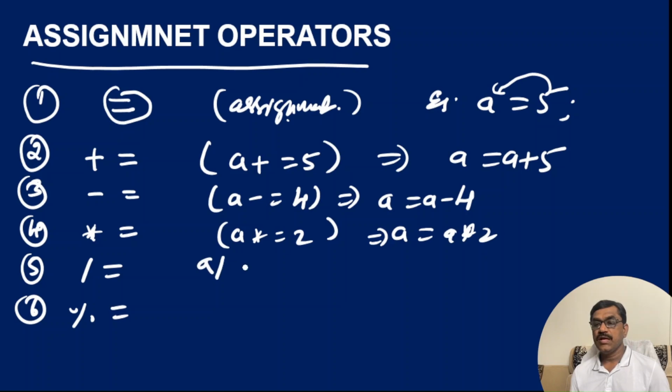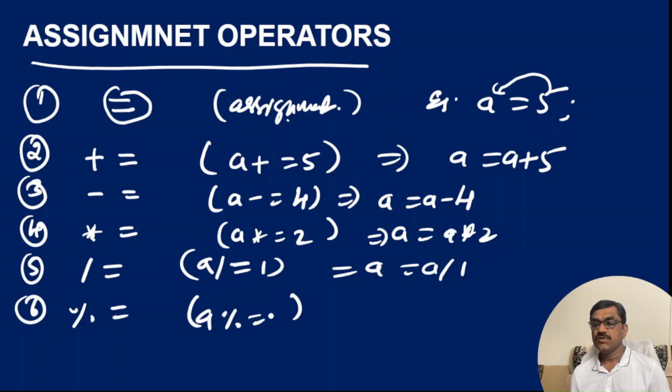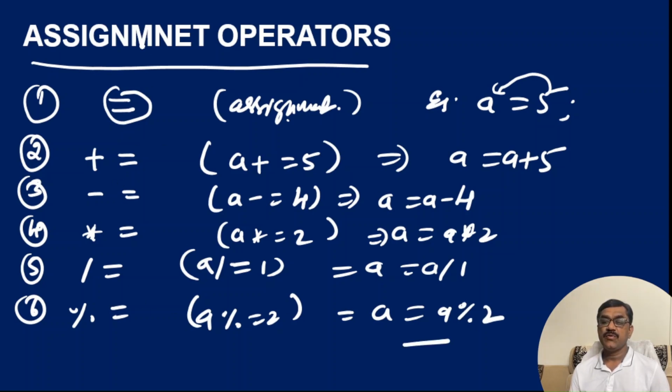Now another example, a divide equals to 1. That means a equals to a divided by 1. Modular division, here it is. For example, a modular division equals to 2. That meaning is a equals to a percentage 2. So these are the examples for assignment operators.